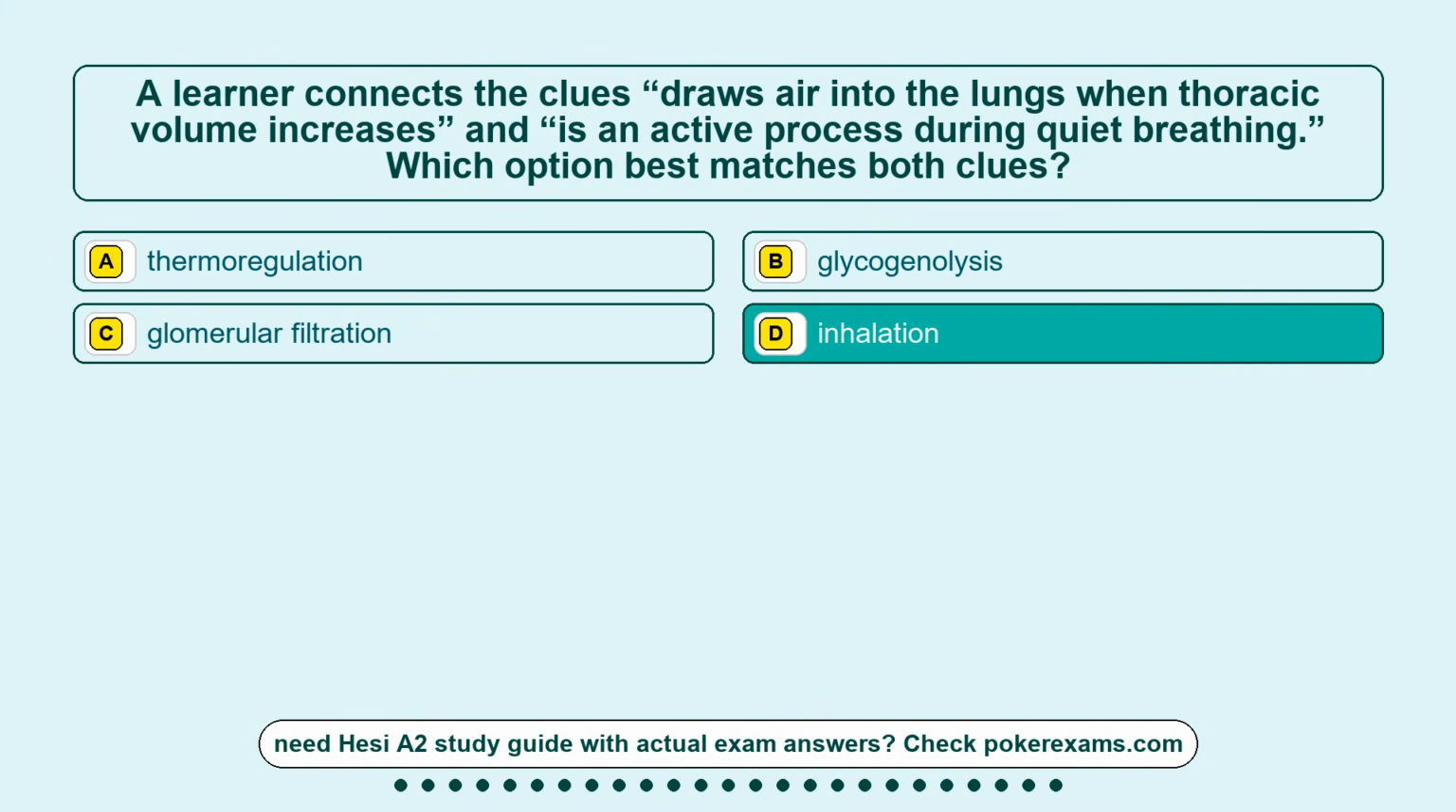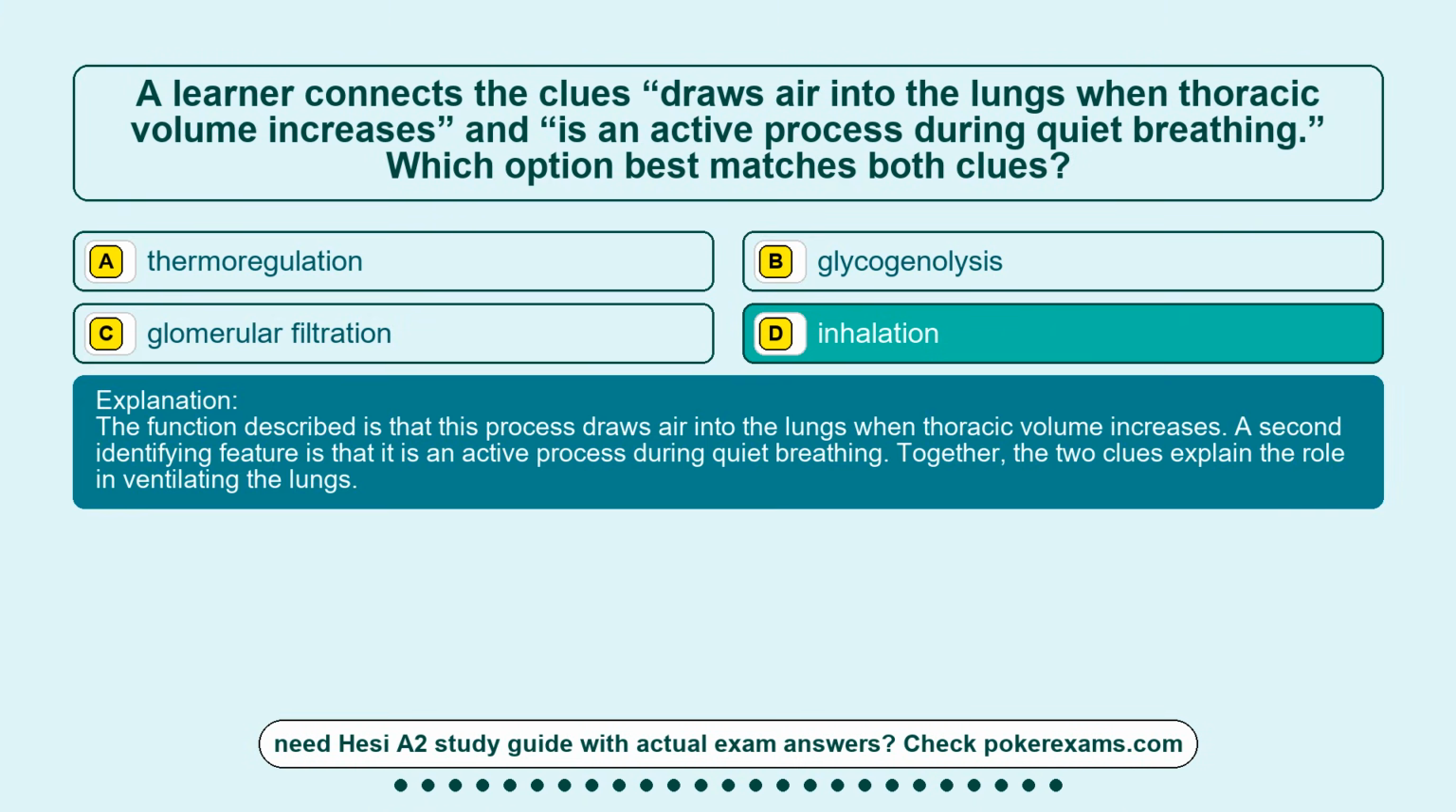The correct answer is option D, inhalation. The function described is that this process draws air into the lungs when thoracic volume increases. A second identifying feature is that it is an active process during quiet breathing. Together, the two clues explain the role in ventilating the lungs.